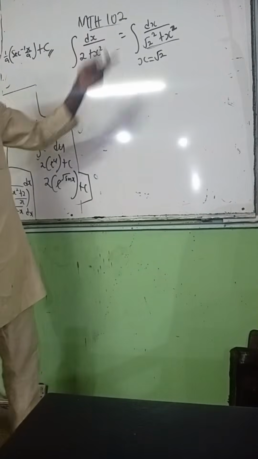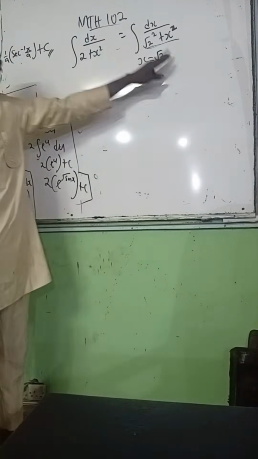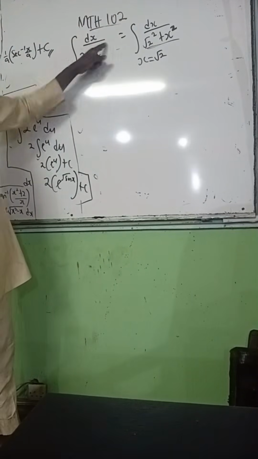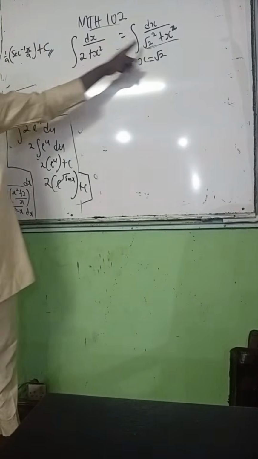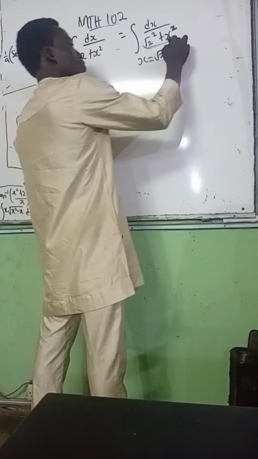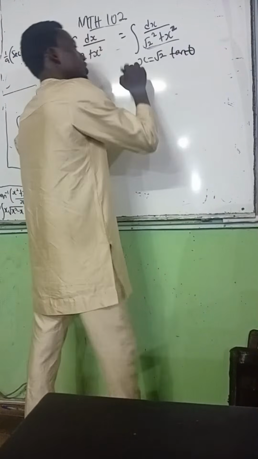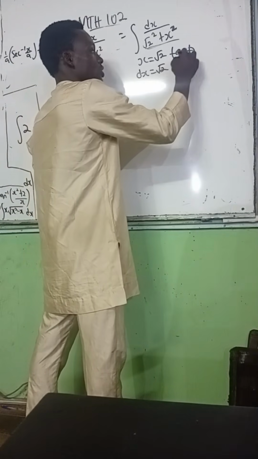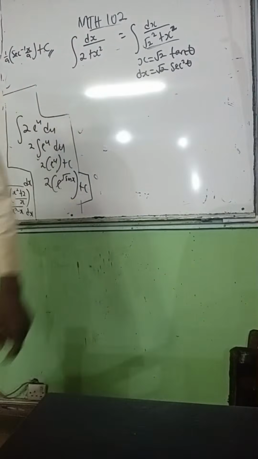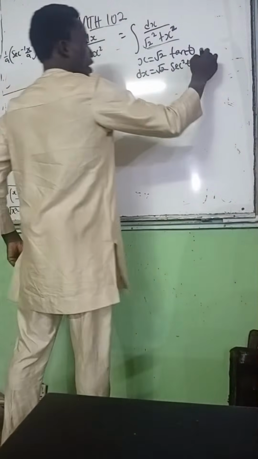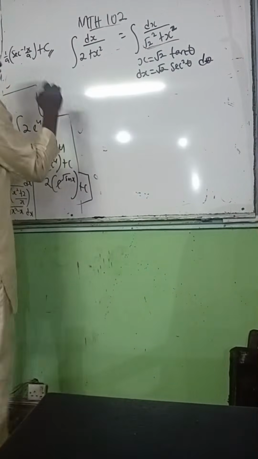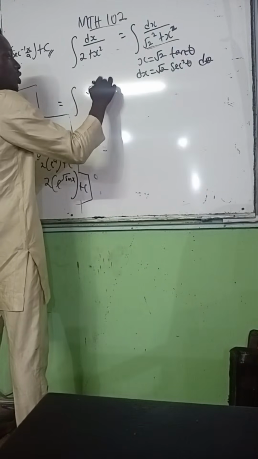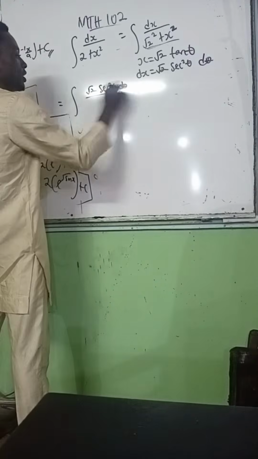The mistake you will make is to go and use 2, or you forget about the root 2, thinking of the 1 here. But there is 2 there. For us to follow that rule, both must be squared. To turn this to a square, this has to be root 2. So your constant is root 2 tan theta. So if x equals root 2 tan theta, dx will give us what? Root 2 sec squared theta d theta. So we have integral of root 2 sec squared theta d theta divided by what?